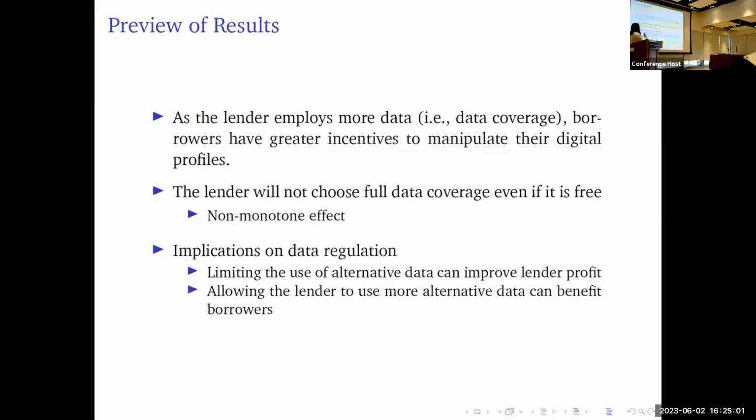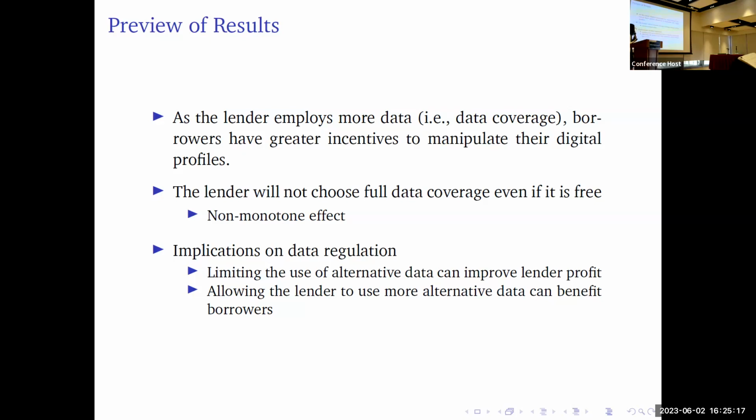And if you look at the lender's data coverage and how it depends on the lender's profits, there can be a non-monotonic effect. Okay? I will show you later. And first we talk about the implications for data regulation.